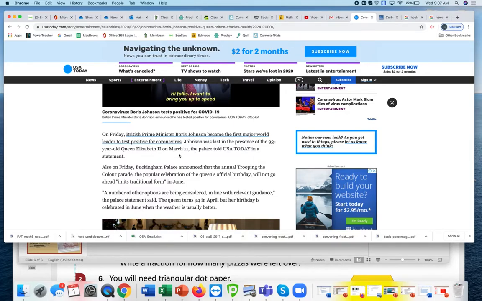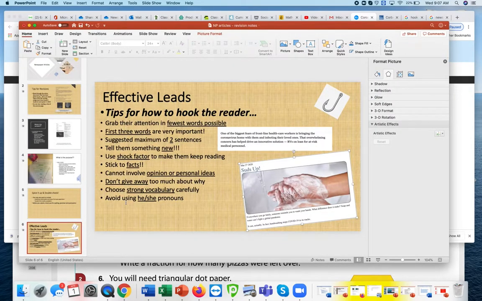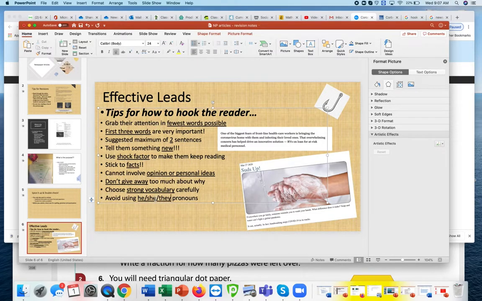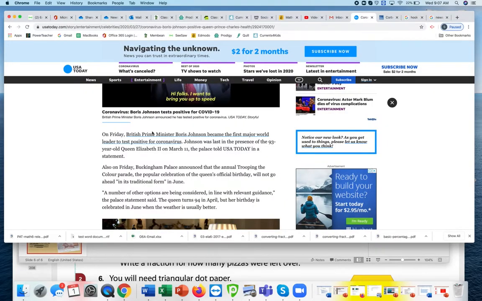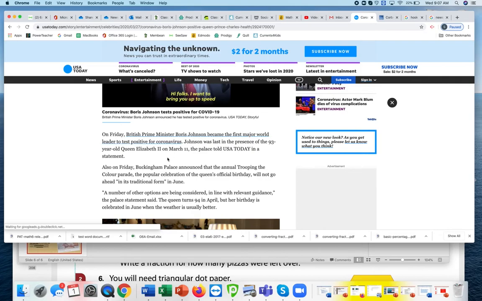Well, what about the Queen? Notice here they have not used any he, she pronouns, okay? So we're not using he, she, or they. They're telling us exactly who this is and who this is, very specific. And they've mentioned the 4 W's. They have not told us why.